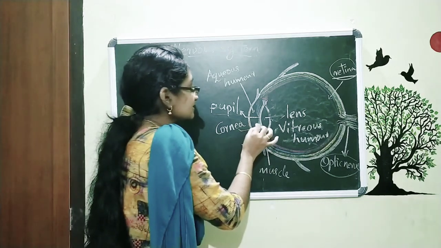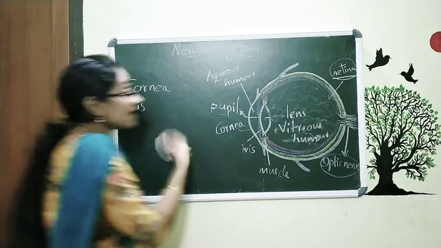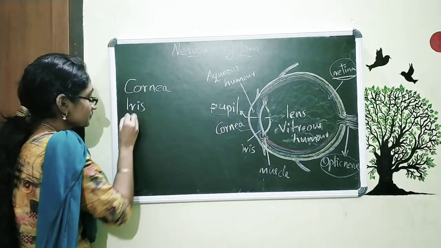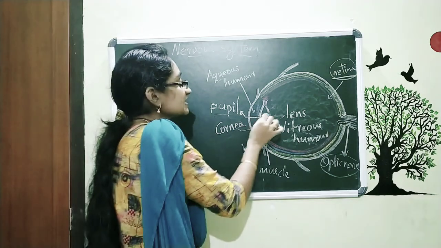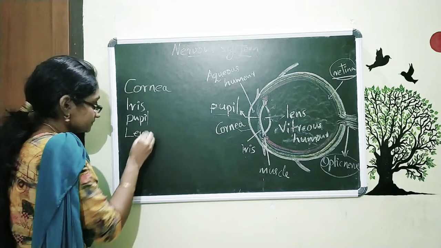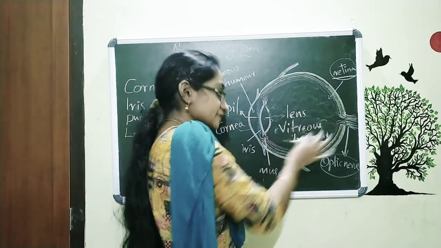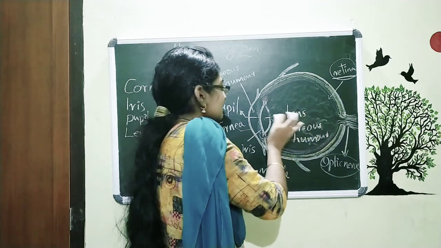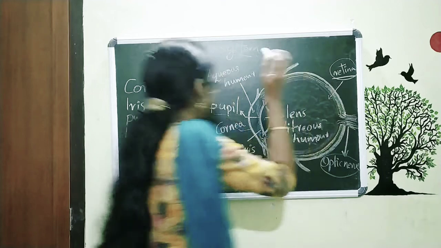Cornea, then the light is going to the iris, and then to the pupil. Then the light is entering our lens. After that, light is traveling through this vitreous humor. Just remember about the vitreous humor, and after it is hitting on the retina.